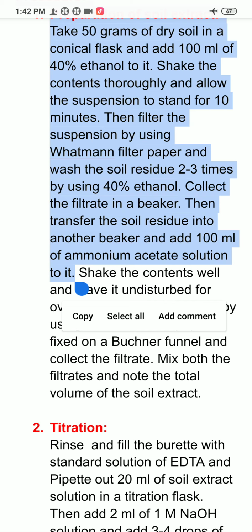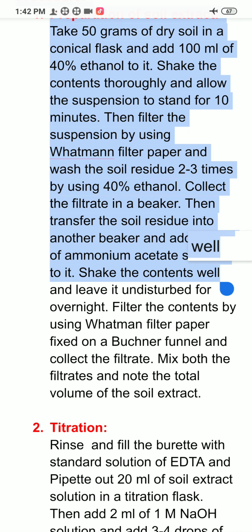So the purpose of ammonium acetate is that it will free the calcium ions from the soil so as to get them into the solution. Then shake the contents well and leave it undisturbed overnight.